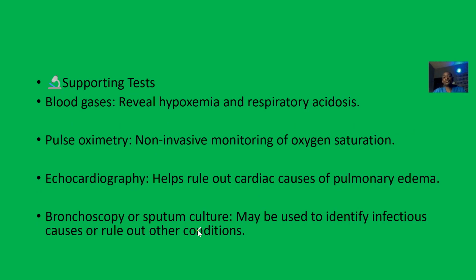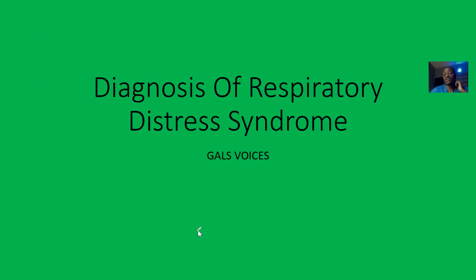So supporting tests, you can do blood gases, pulse oximetry, echocardiography, just to check for pulmonary edema, bronchospasm, or sputum culture, just to identify if there are any infectious agents causing that issue. So that's what we have here for the diagnosis. Those are the various ways in which you can diagnose respiratory distress syndrome.